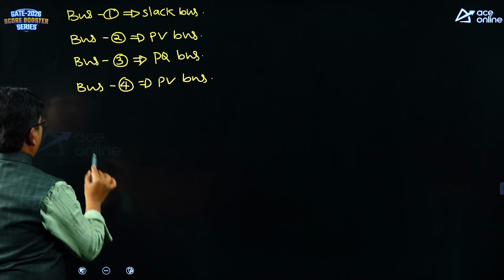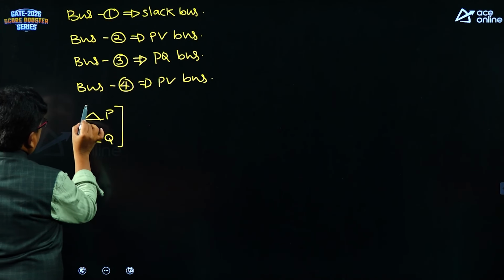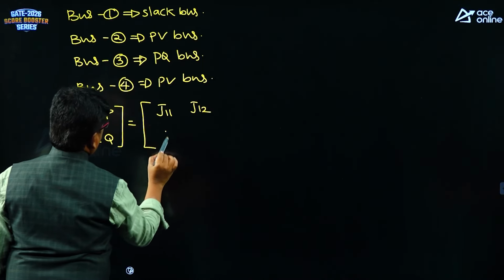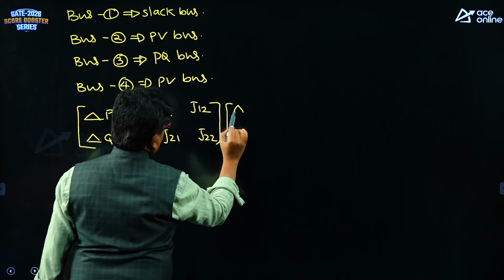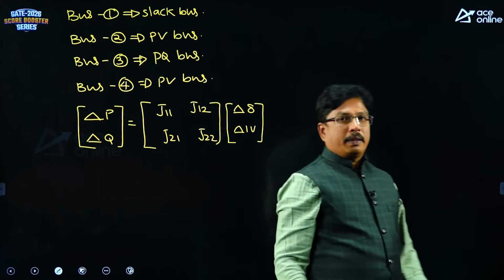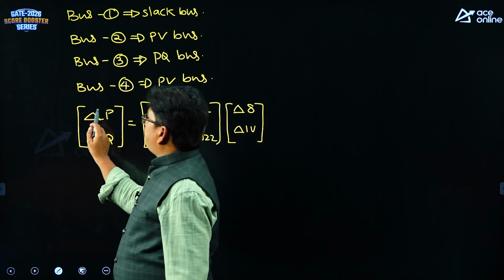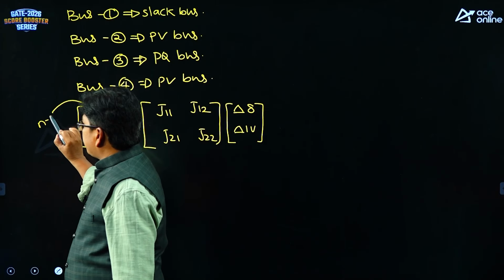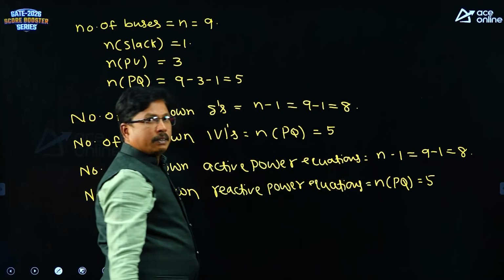So according to the Newton-Raphson load flow method, you can write del P, del Q is equivalent to the Jacobian matrix J11, J12, J21, J22 into delta delta and delta mod V. This is the Jacobian matrix, the Newton-Raphson load flow equation. In this, how many active powers are known? It is N minus 1, as we have written in the previous problem.